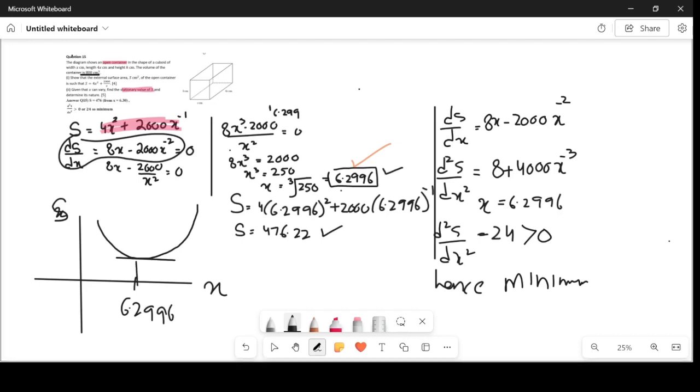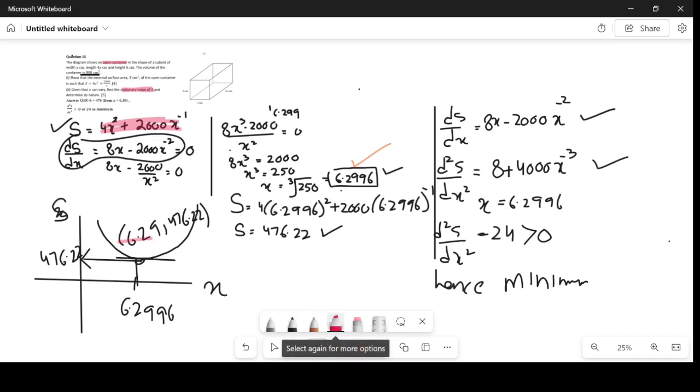Next, they asked for the corresponding value of s that we got by plugging in the value of x in the equation of s, and that gave us 476.22. So this is a stationary point that we get, 6.29 comma 476.22. And in the last part it says to explain whether this turning point or stationary point is a maximum or minimum. So for that we double derived it. This was the first derivative, this was the second derivative.